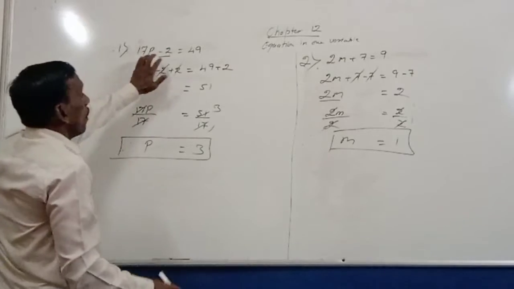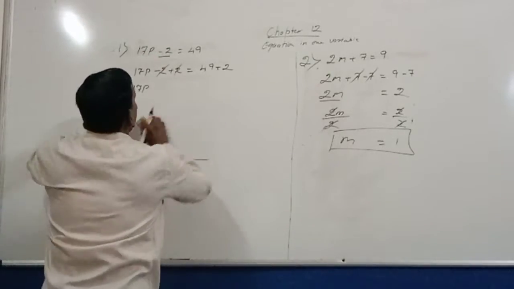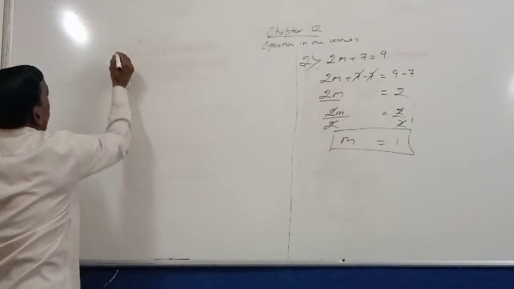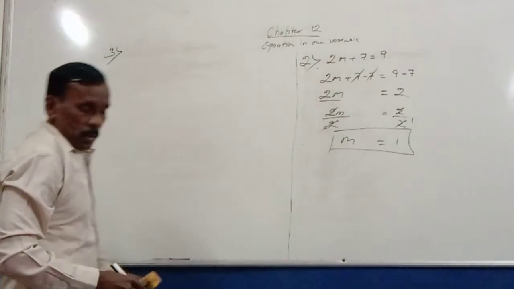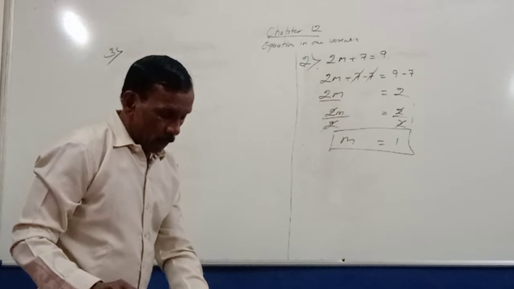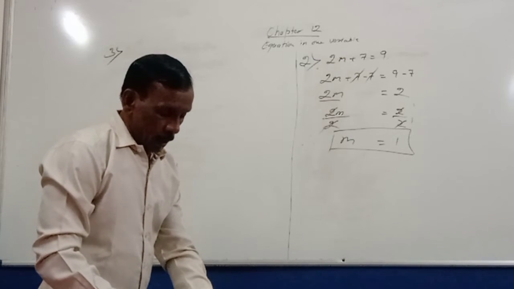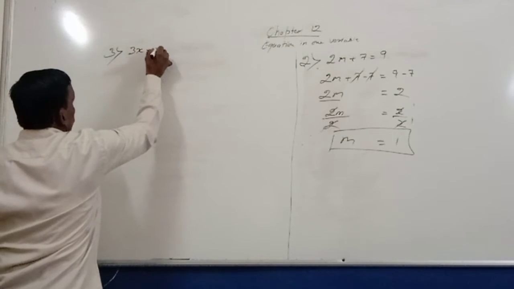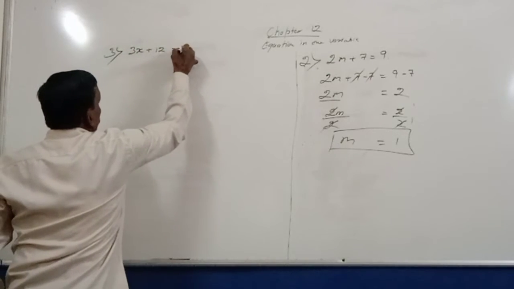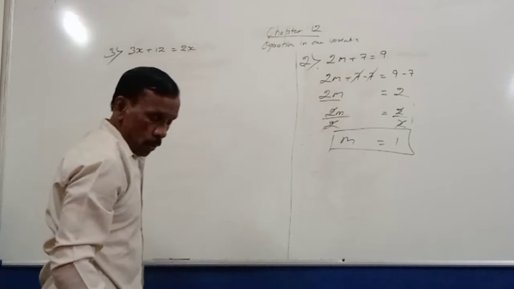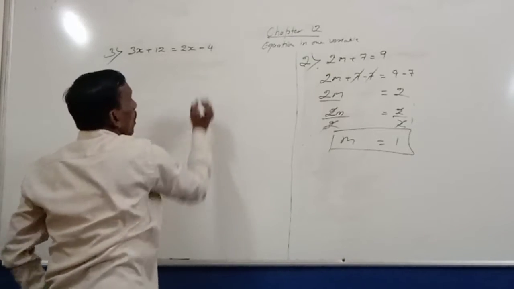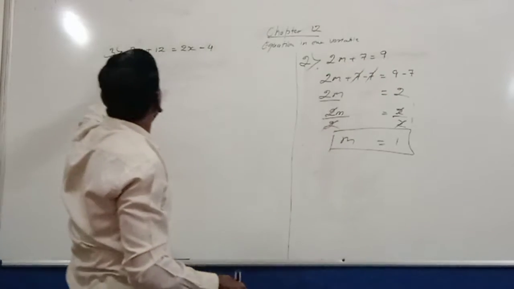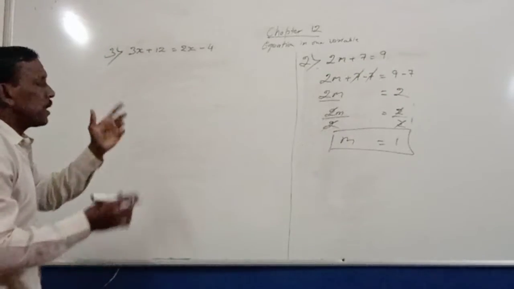Now it is the second number. Now we will take another number, the third one. Third question is there. If I take 3x plus 12 is equal to 2x minus 4. Now here it was only one number, here it is one number, and here it is two numbers. Now here both are two numbers. The same method we will apply.